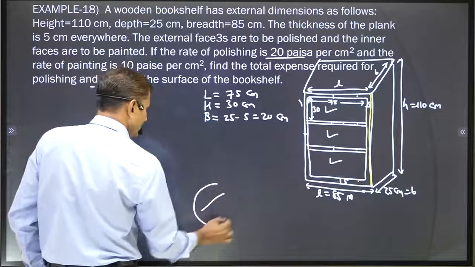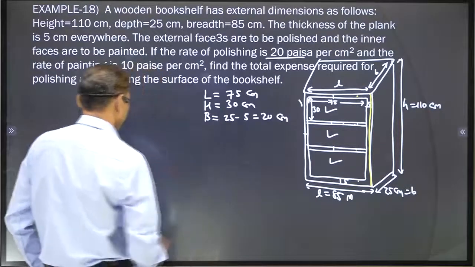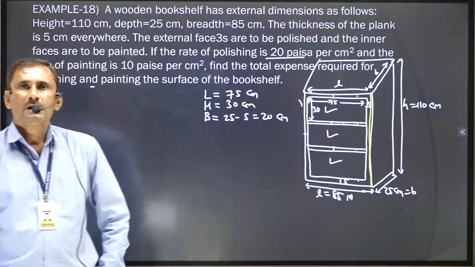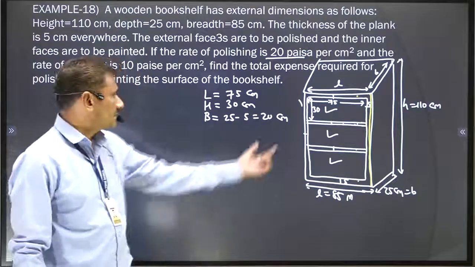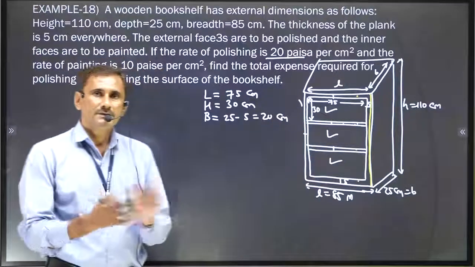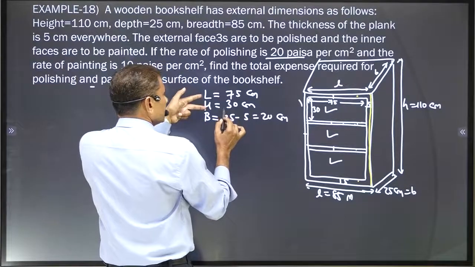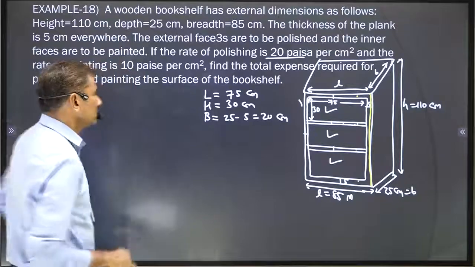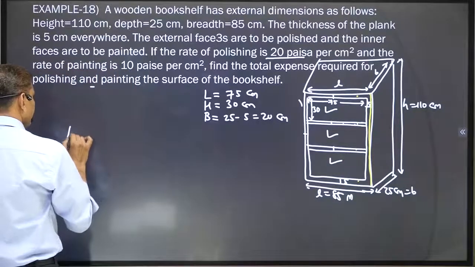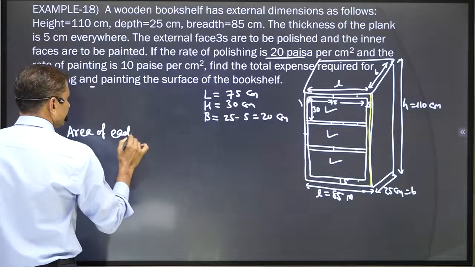Okay. So now I think it is not so complicated or lengthy. Five surfaces again. Why 5 surfaces? The front side is open. So which 5 surfaces? You can understand here. LS once, otherwise all the remaining surfaces will be twice. Okay. So the area of each bookshelf.